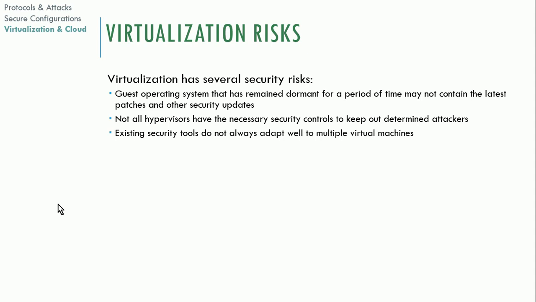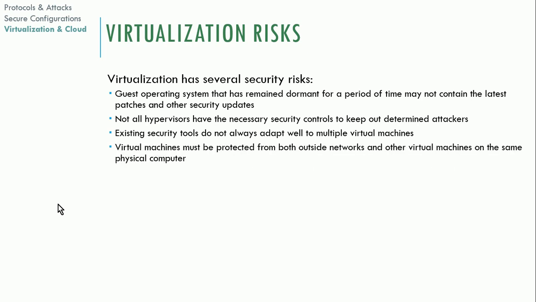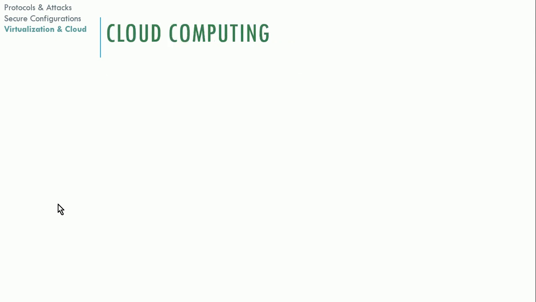Existing security controls or security tools do not always adapt well to multiple virtual machines. Virtual machines have to be protected from both outside networks and other virtual machines on the same physical computer. If you recall when we talked about VLANs and all that sort of thing, a lot of that goes away when we do virtualization. It has to be done in the virtual network, which is all within that host operating system. So again, it just adds a little bit of complexity to that security configuration.